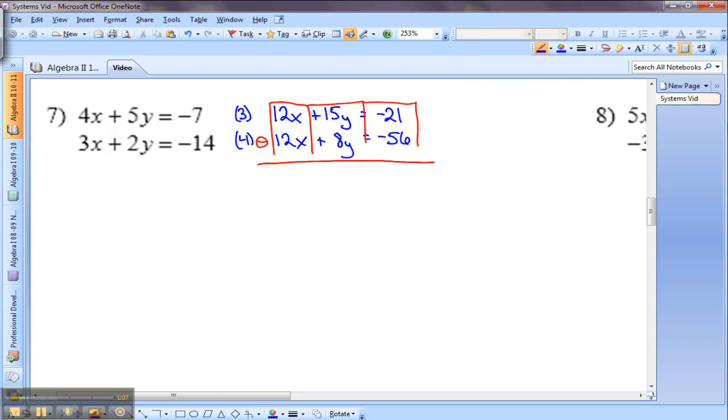And then we will have to subtract each of our terms. So 12x minus 12x will give us 0. 15y minus 8y will give us 7y. And negative 21 minus negative 56 is equal to 35. If we divide each side by 7, we see that our y value is equal to 5.